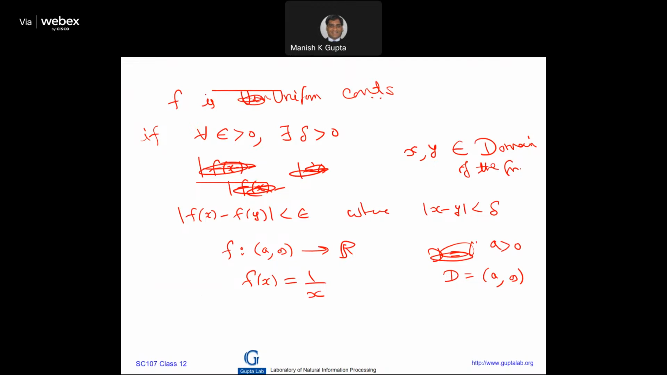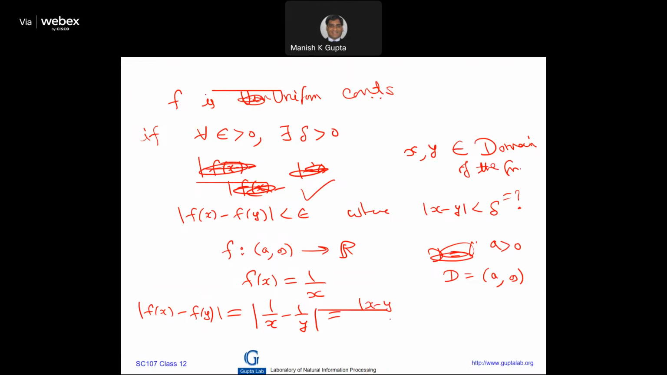Okay. So what should I do? I just have to show that for every epsilon positive, there is a delta positive such that these conditions are satisfied. So I need to find what delta I should take, so that our job is done, right? Here also, using this inequality, I have to arrive at the value of delta as a function of epsilon, right? So here, if I take mod of f of x minus f of y, it is equal to mod of 1 over x minus 1 over y, which is equal to what?